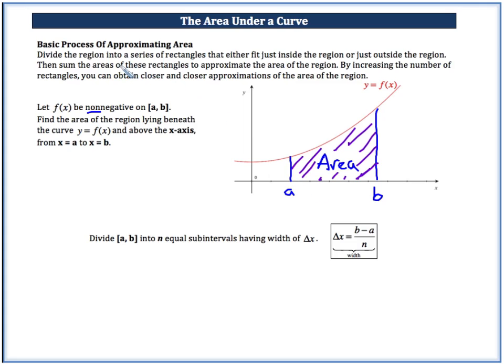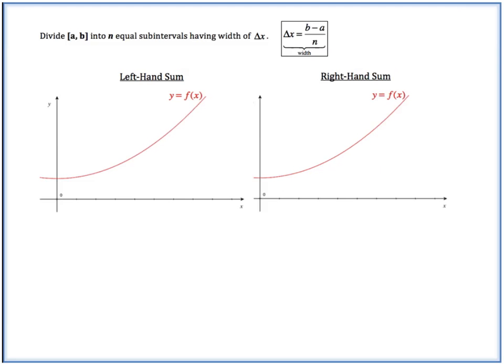Now, a way of approximating this area is to divide the region into a series of rectangles that either fit just inside the region or just outside the region. Then add the areas of the rectangles up to approximate the area of the region. And by increasing the number of rectangles, you can obtain closer and closer approximations of the area of the region. So let's go ahead and see what we're talking about here.